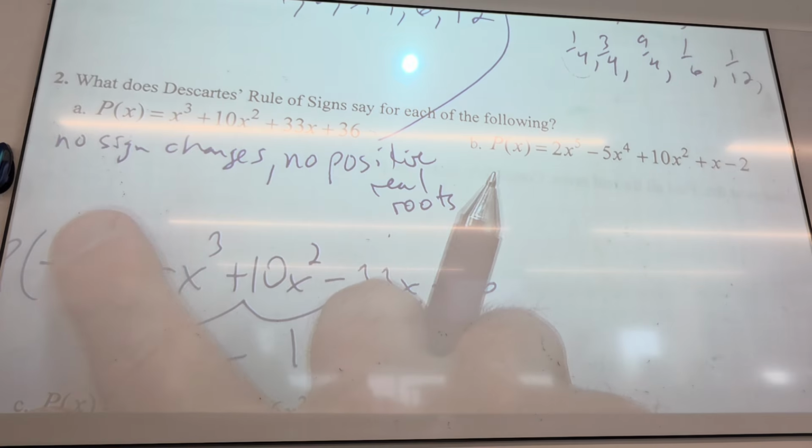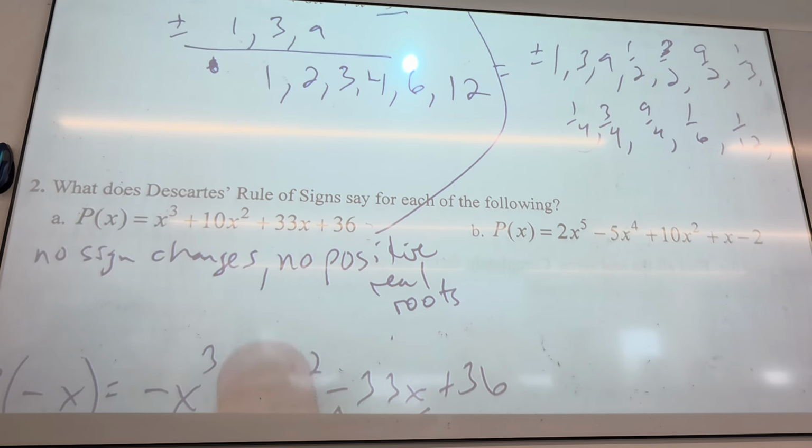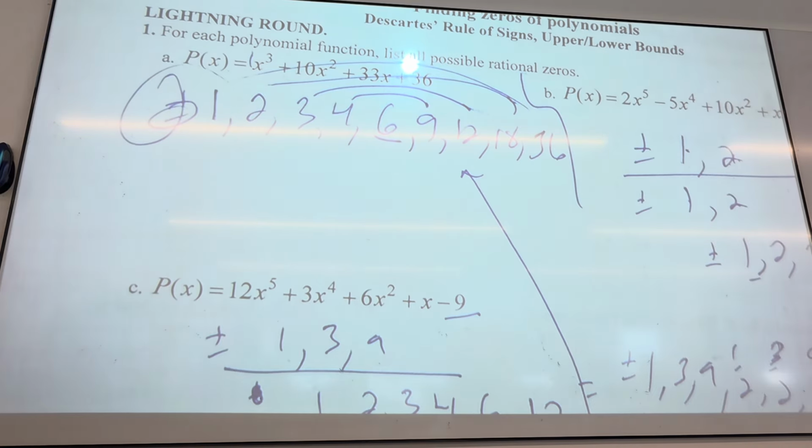What is that arrow that is pointing to something? Oh, since there were no sign changes, there's no positive real roots, so this list we made for this polynomial, I could cut out all the positives and just focus on the negatives.